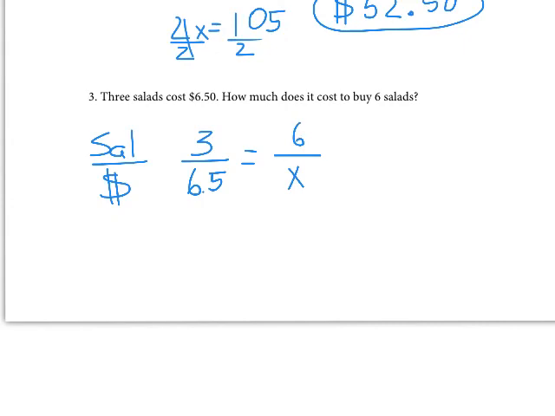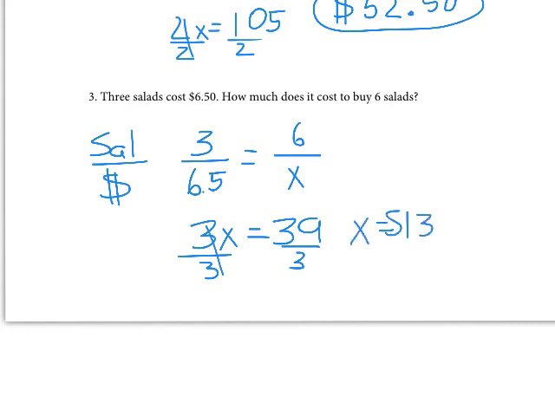Okay, so let's cross multiply. 3 times X is 3X. 6 times 6.5, that'll be 36, 37, 39. Yep. Okay, divide by 3. And I end up with X is 13. So $13, right? Because we're talking money here. So $13 for 6 salads.